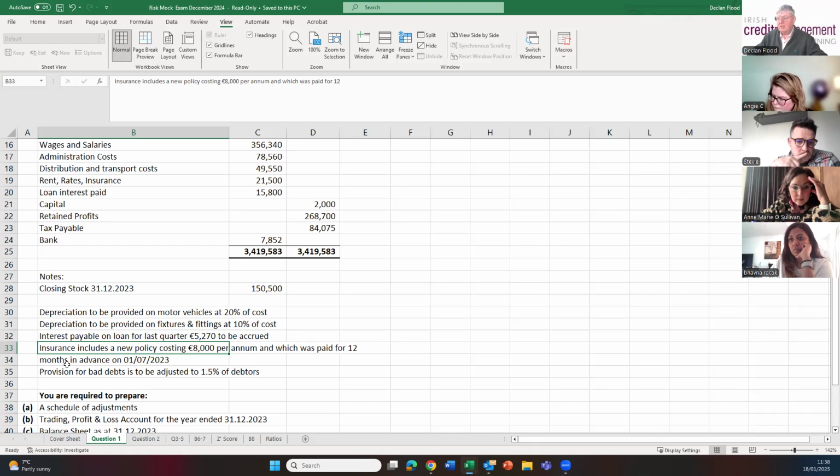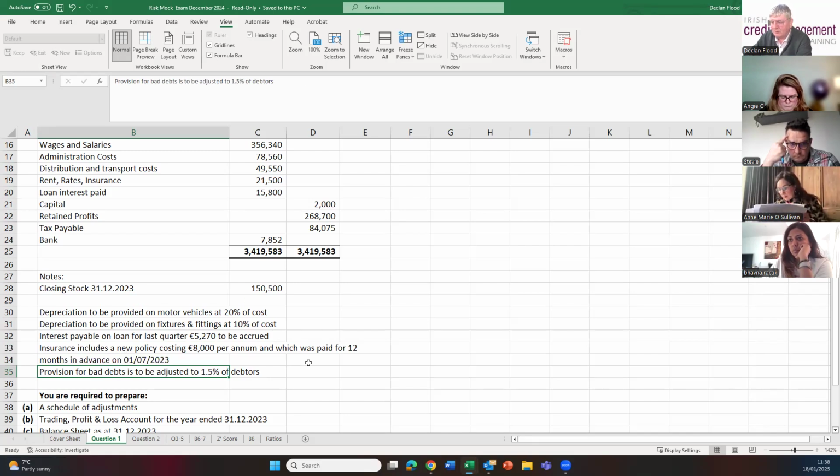The insurance policy: what they did was they paid 8,000 quid for insurance on the 1st of July. So I know the 8,000 is spent. I have a bill for 8,000. I have paid the 8,000. That is recorded. But because it's a 12-month policy that I bought on the 1st of July, only half of that relates to the current year and half of it relates to the following year. So I'm going to have to adjust my profit figure in the accounts to make sure that I have a true picture. And then the provisions for bad debts, because that's a movable thing as well.